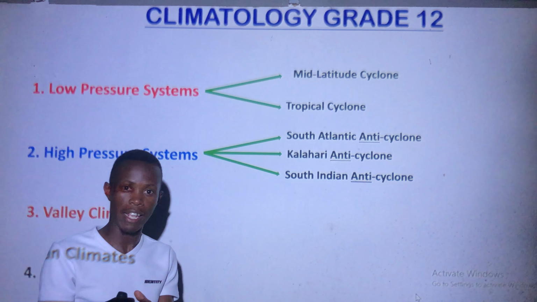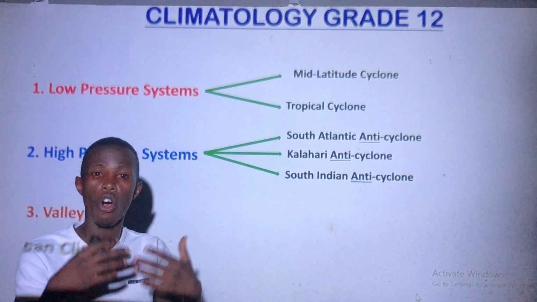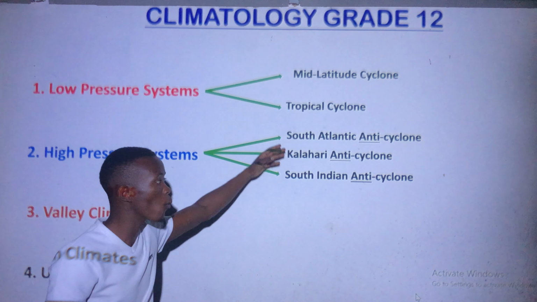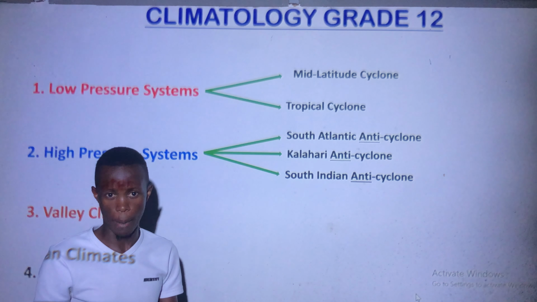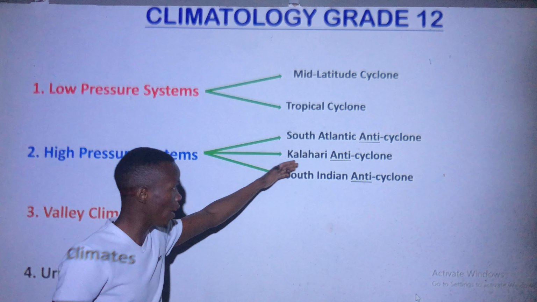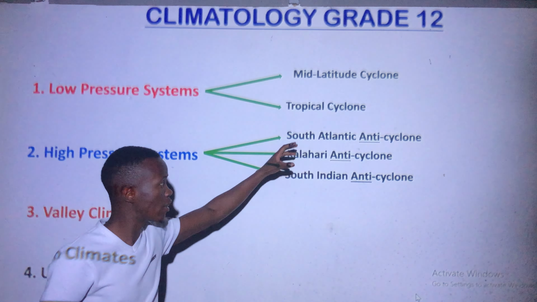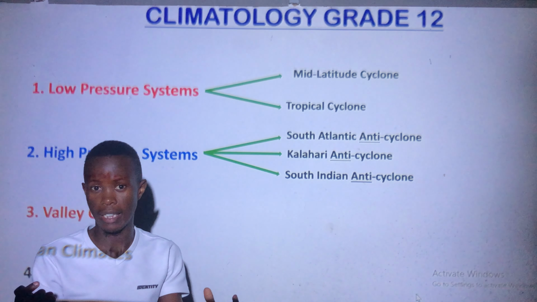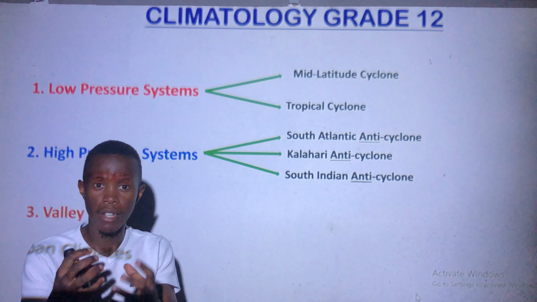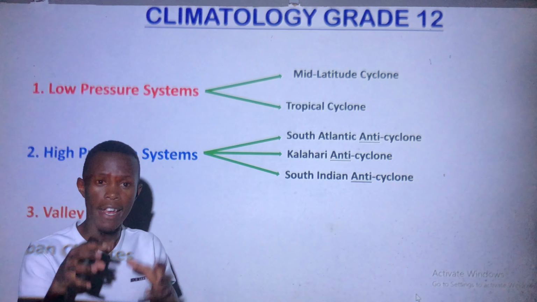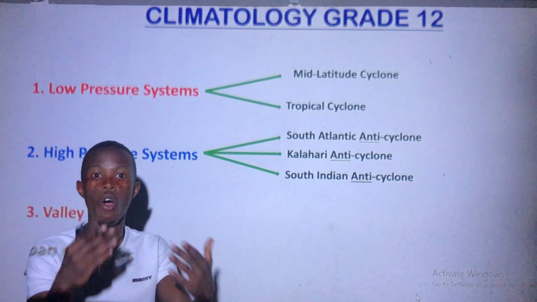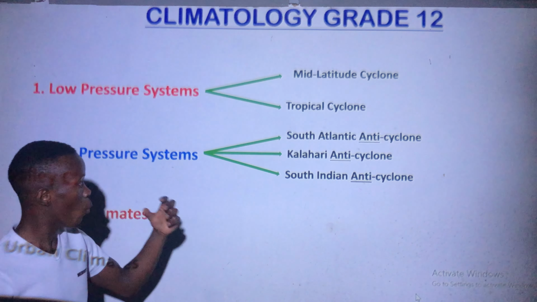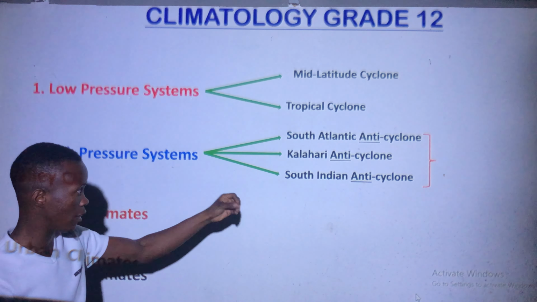Just like with the low pressure systems or cyclones, you also need to know how these influence the weather in South Africa, especially the Kalahari anticyclone, because this will introduce us to two seasons, which are summer and winter. We'll be looking at how the Kalahari anticyclone influences the weather patterns over South Africa in these two seasons.